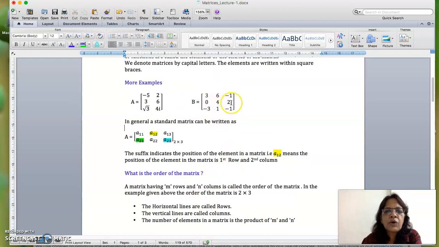So in this case, what will be its order? There are 3 rows and 3 columns. The order of this matrix will be 3 cross 3. And what will be the order of this matrix? How many rows are there? Rows means horizontal lines: 3 cross 2. So that is the order of this matrix.